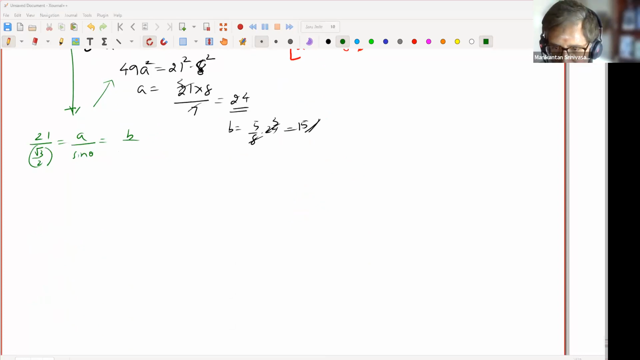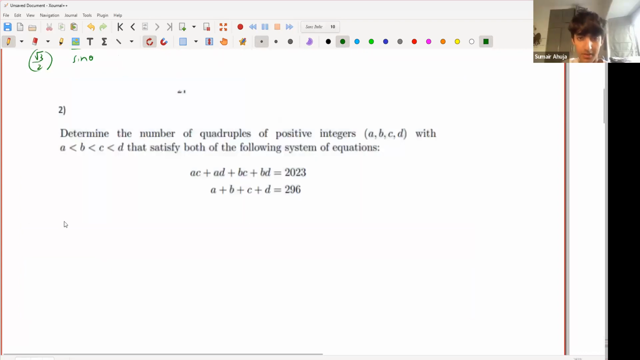Just paste question 2. Everyone okay on question 1, right? Sumer, you're okay on question 1? Yes. You've got the same answer.